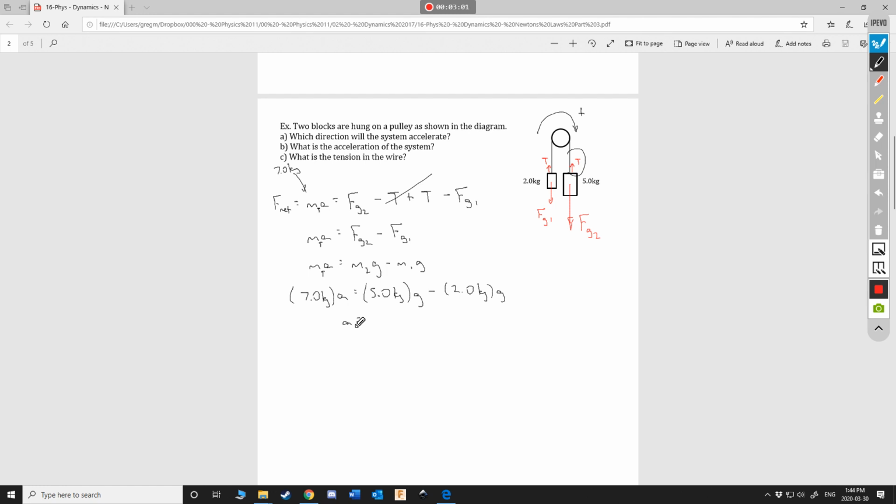So we solve for A. We have a value of 4.2 meters per second squared.